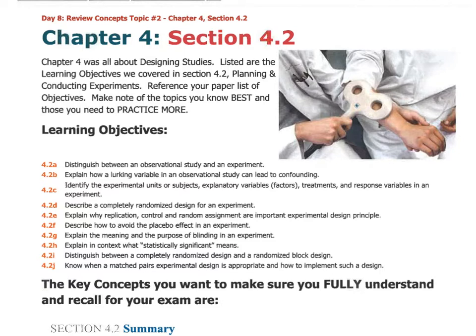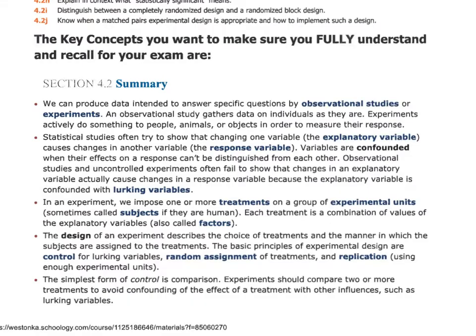Switch gears out of observational studies into experiments. We had a handful of more learning objectives to discuss, and let's look at some of the key summary events. Really knowing the difference between an observational study and an experiment is going to be vital in this case. Knowing that the explanatory variable is almost like our input and the response is the output, it's like the X and the Y. Lurking variables and confounding are going to be an important thing.